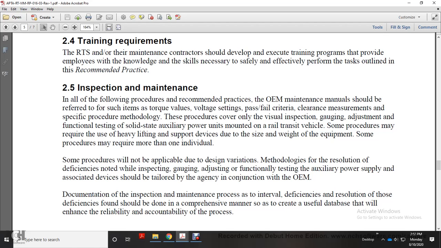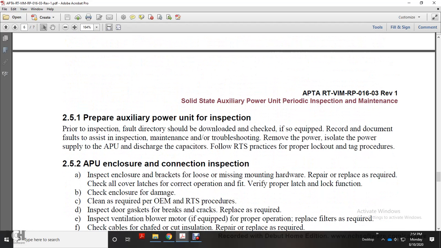Some procedures will not be applicable due to design variation. Methodology, resolution of deficiencies, inspecting, adjusting, and functional testing of the auxiliary power supply with associated devices should be tailored by the agency in conjunction with the original equipment manufacturer documentation. Inspection, maintenance procedure, process, interval, deficiency, and resolution of the deficiency should be documented in a comprehensive manner so as to create useful data that will enhance the reliability and accountability of the process.